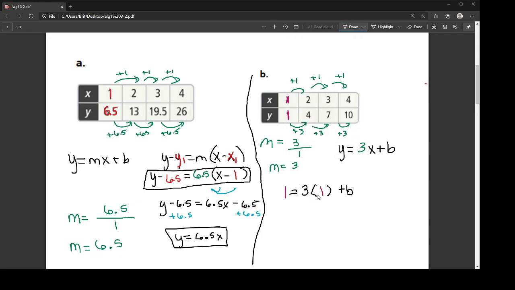Here, 3 times 1 is 3, so I have 1 equals 3 plus b. To isolate b, or to get it alone, I'm going to subtract 3. So I get negative 2 for my b value. Here in the equation, I'm going to erase plus b, and write minus 2. And so that's my function rule for this example.